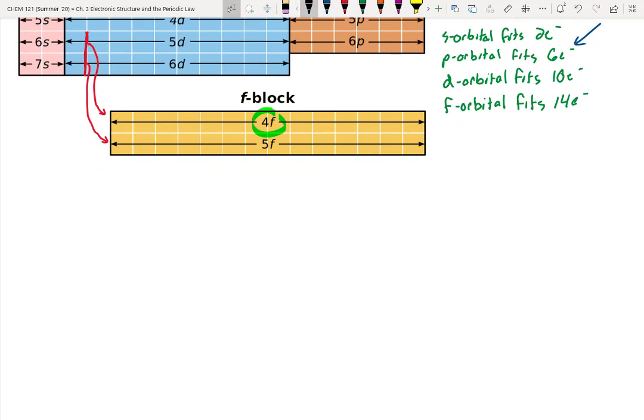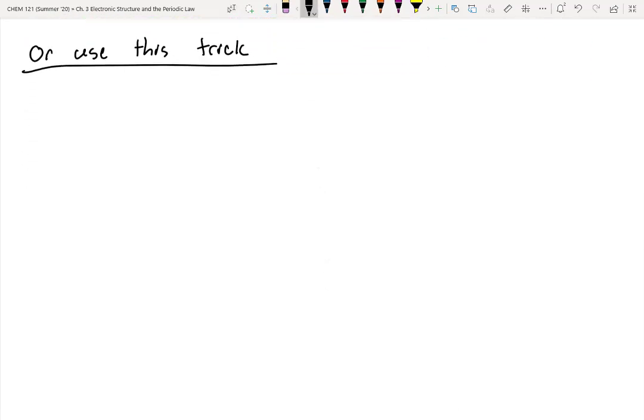And some people prefer this other trick as well. So I'll say, or use this trick. And in this next trick, some people like doing it, but what I do is I start out with 1s, and then I just make a column, and I go 2s, 3s, 4s, 5s, 6s, and really you can stop at 7s. You don't need to go further.